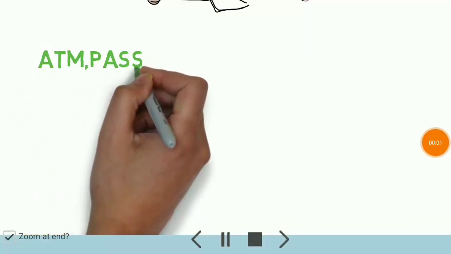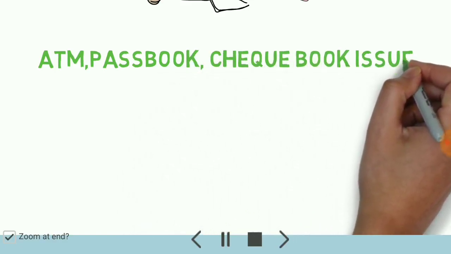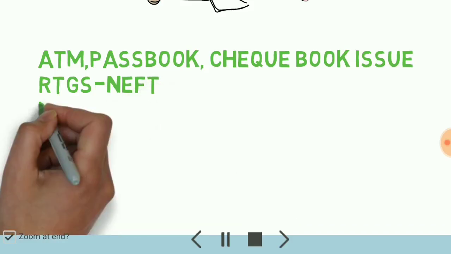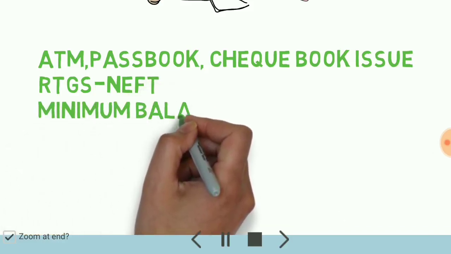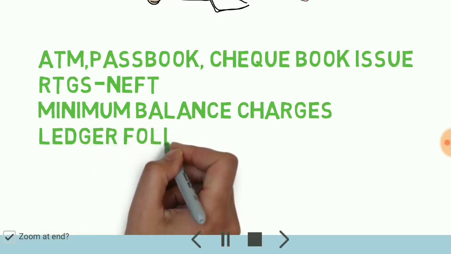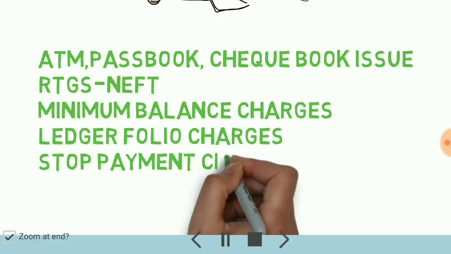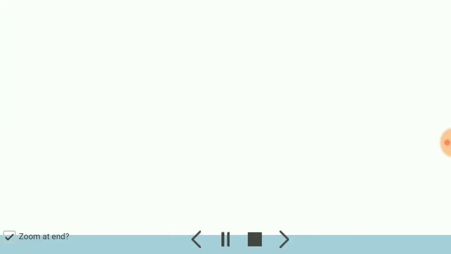Let us discuss some other charges which you already know, like ATM, passbook and checkbook issue charges, RTGS and NEFT charges for transferring funds, minimum balance charges for not holding the minimum balance in your account, ledger folio charges for maintaining your account statement, and stop payment charges for stopping any issued check.